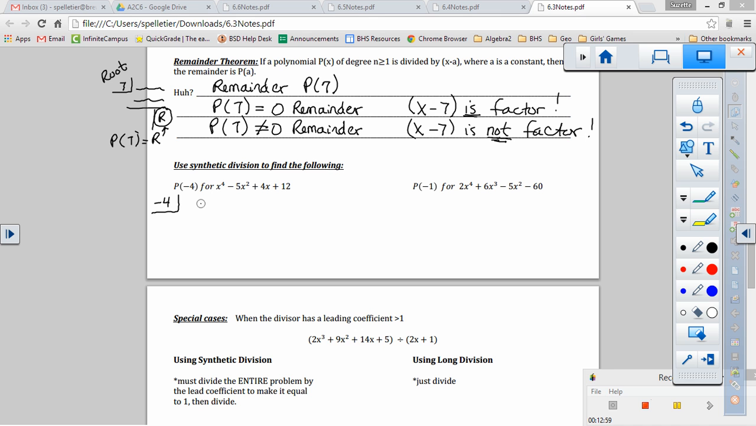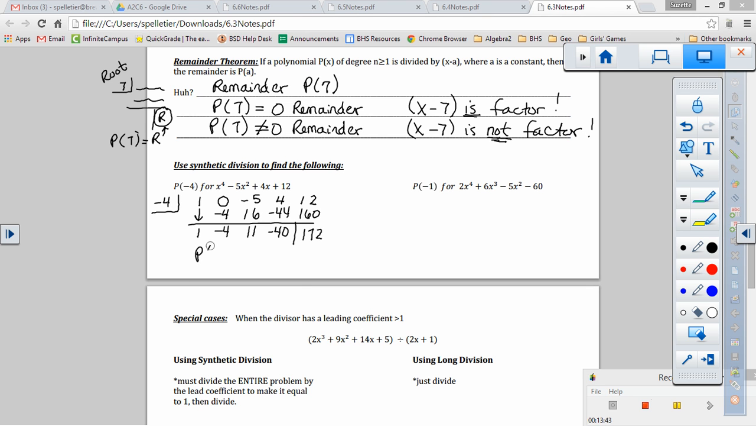X to the 4th is 1. X to the 3rd, I don't have any. X squared, -5. X to the 1st is 4. And then the constant is 12. Ready? Drop down the 1. 1 times -4 is -4. -4 plus 0 is -4. -4 times -4 is positive 16. 16 and -5 gives you 11. 11 times -4 is -44. -44 plus 4 is -40. -40 times -4 is positive 160. And then 160 plus 12 is 172.